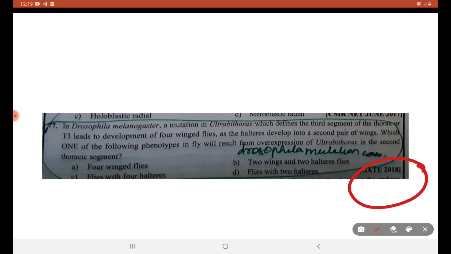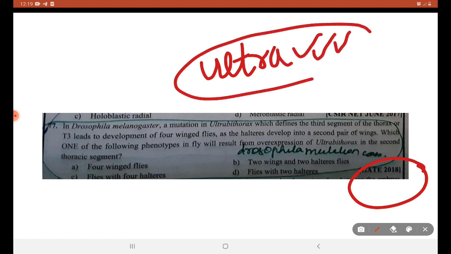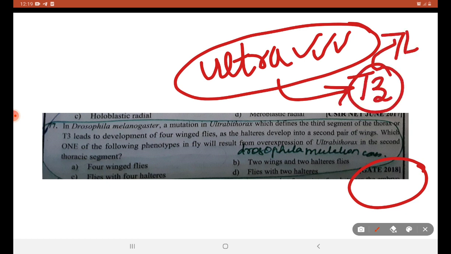So what will happen if Ultrabithorax is overexpressed? Ultrabithorax refers to T3, that is, formation of legs and halters. It will form flies with 4 halters. C is the right answer.